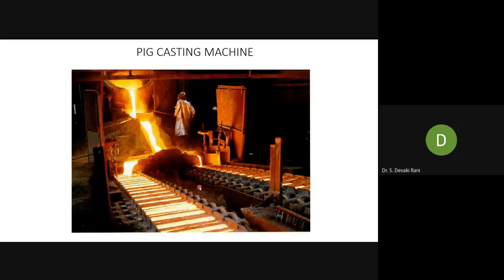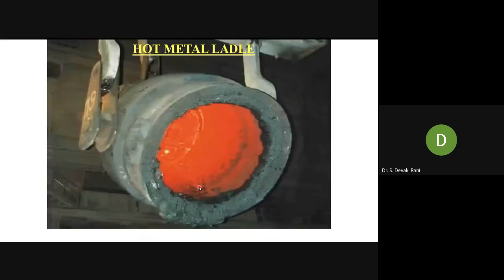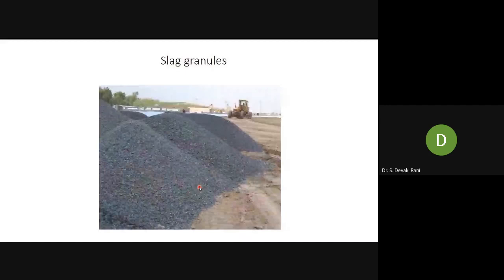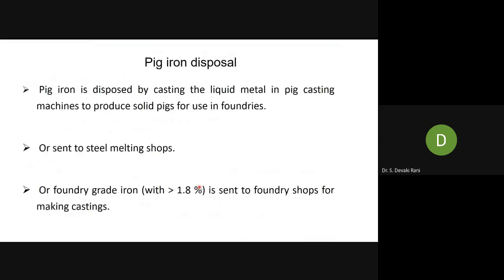In the olden days, when the blast furnace was of smaller capacity and the steel plant, they used to charge solid pigs. That means the steel plant need not be ready. They used to take the pig iron, some to the foundry, and some they used to cast it by pit casting. Pit casting.